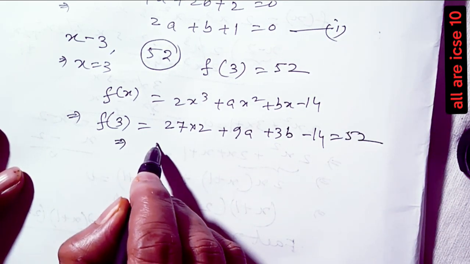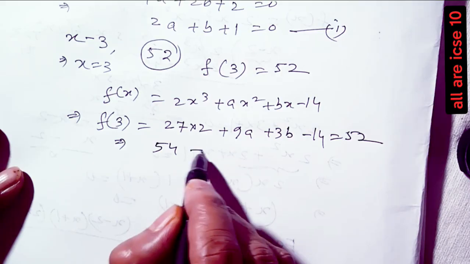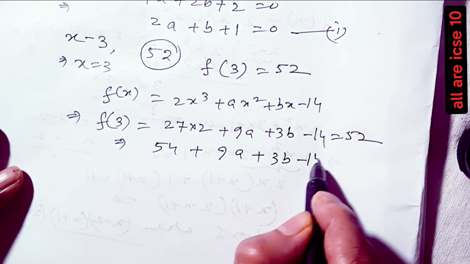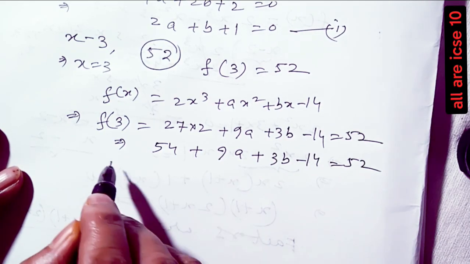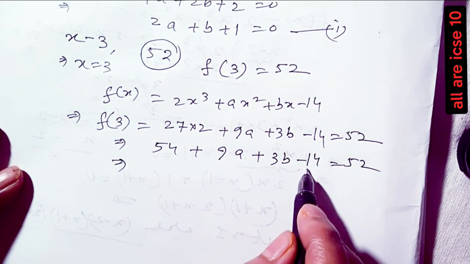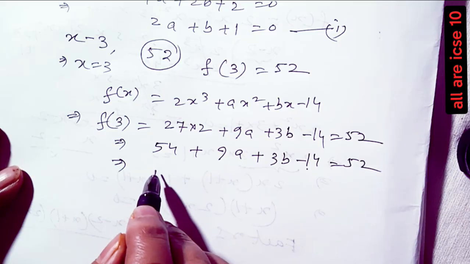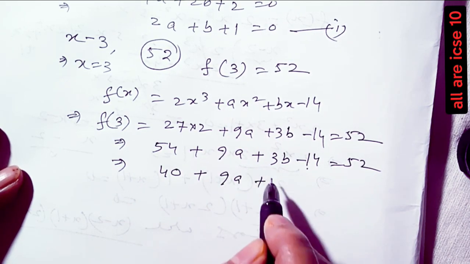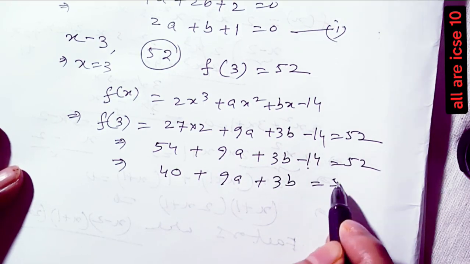Now 54 plus 9a plus 3b minus 14 equal to 52. Now 54 minus 14, this is 40. 40 plus 9a plus 3b equal to 52.